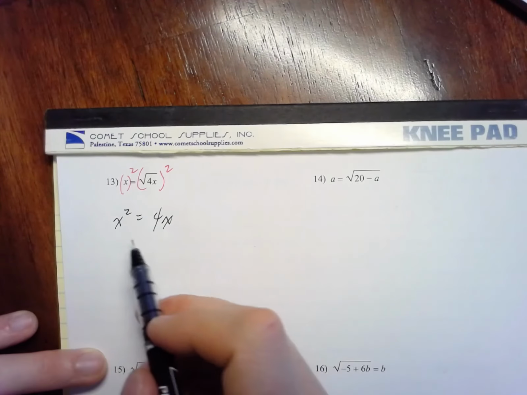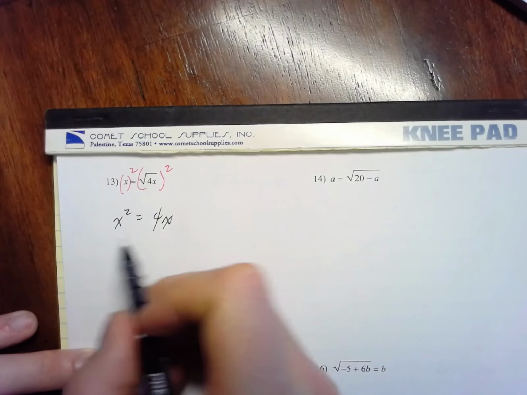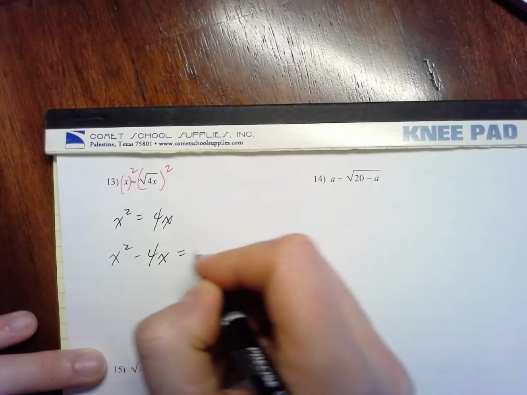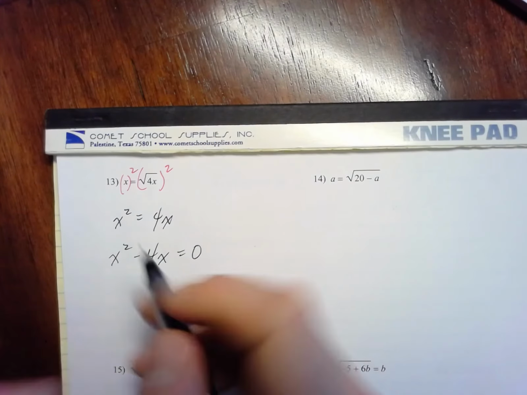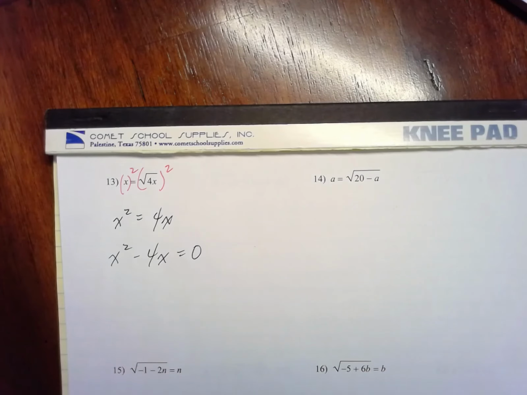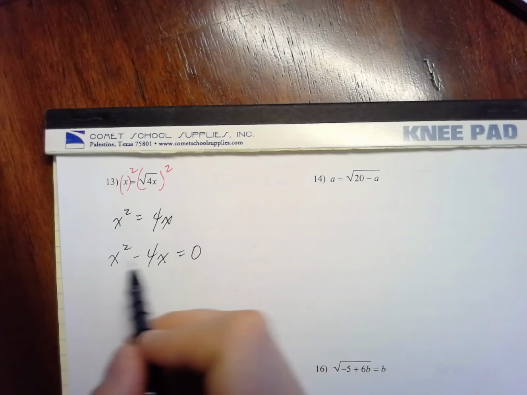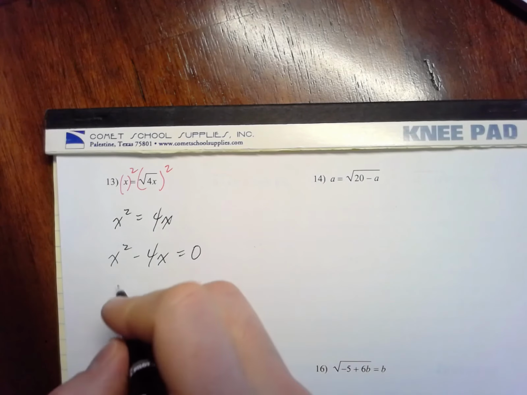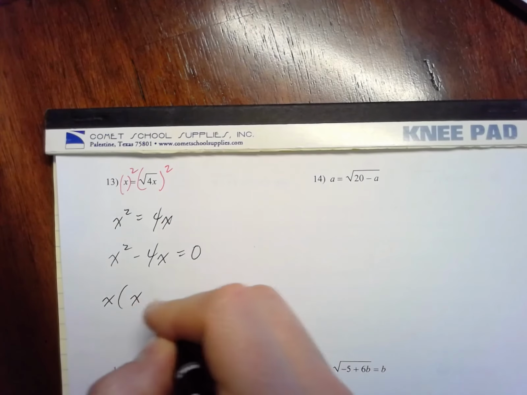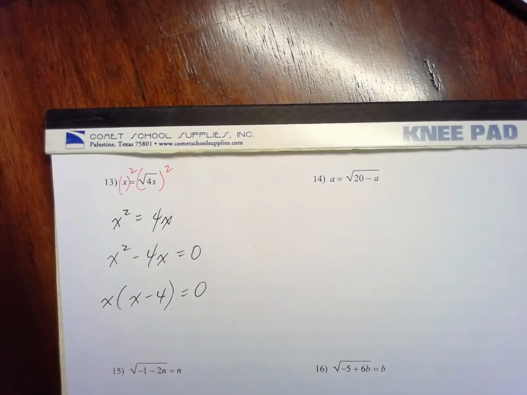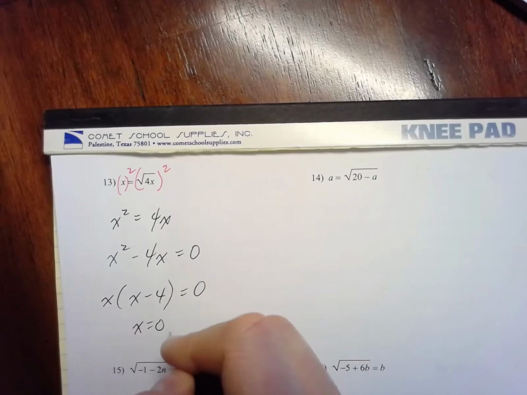And so now I've got a quadratic, so I have to solve it for 0, and I can use any of my quadratic techniques that I want. What I notice here is that I can just factor out. We've seen some of these before. I can do a GCF factor and get this, right? And so by the zero product property, that means that x equals 0 and x equals 4.